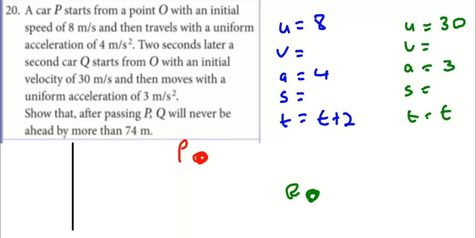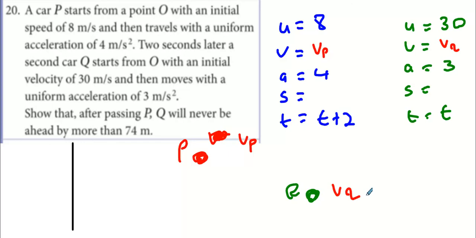The point at which P reaches the velocity of Q, also the point our velocities are the same. Does that make sense? Where v_P would equal v_Q. The point at which v_P equals v_Q is the maximum distance ahead Q will be over P. Any time after that, what will happen? P will start to close in on Q and eventually overtake it again.